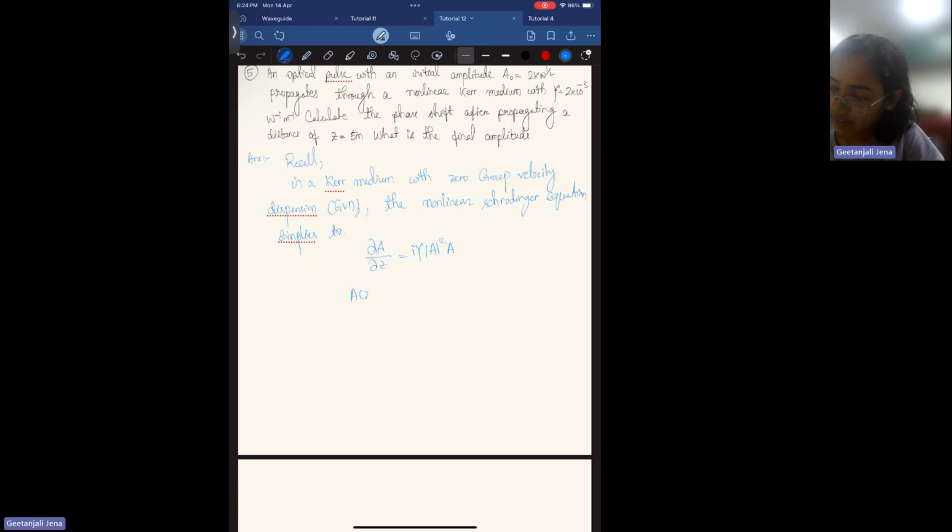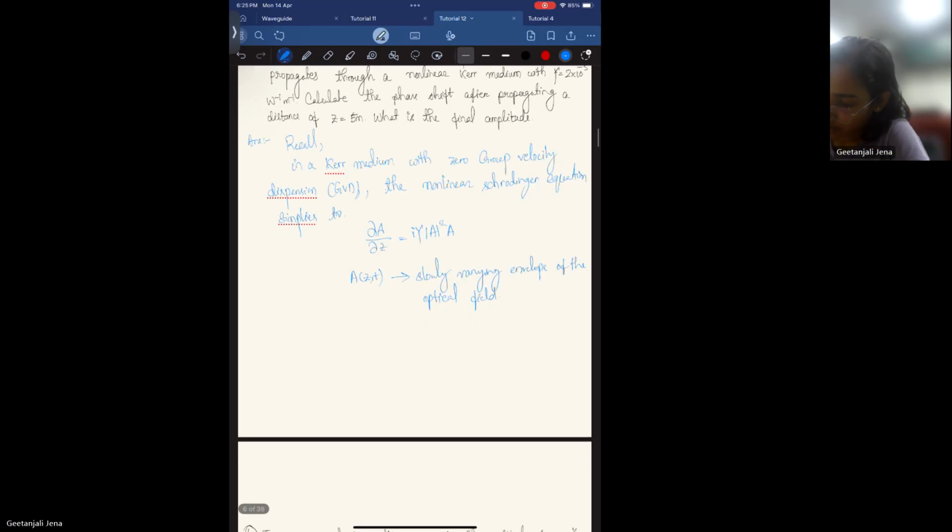Here A(z,t) is a slowly varying envelope of the optical field, and gamma is the nonlinear coefficient.